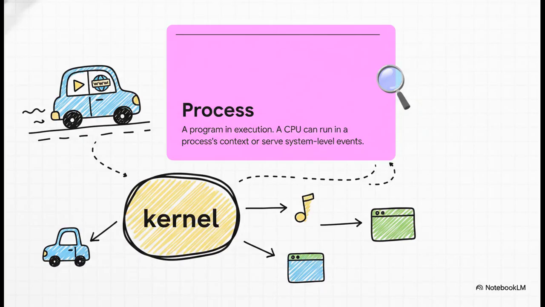Okay, so the most basic unit here is the process. If our kernel is the city, you can think of a process as a single car on the road. When you open your web browser, that starts one process. Your music player, that's another process. Each one is its own little self-contained task that the kernel has to manage.